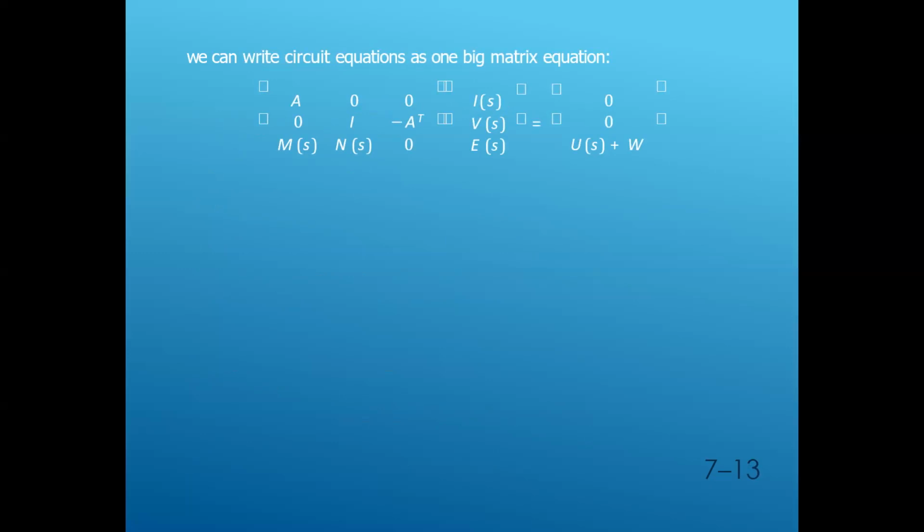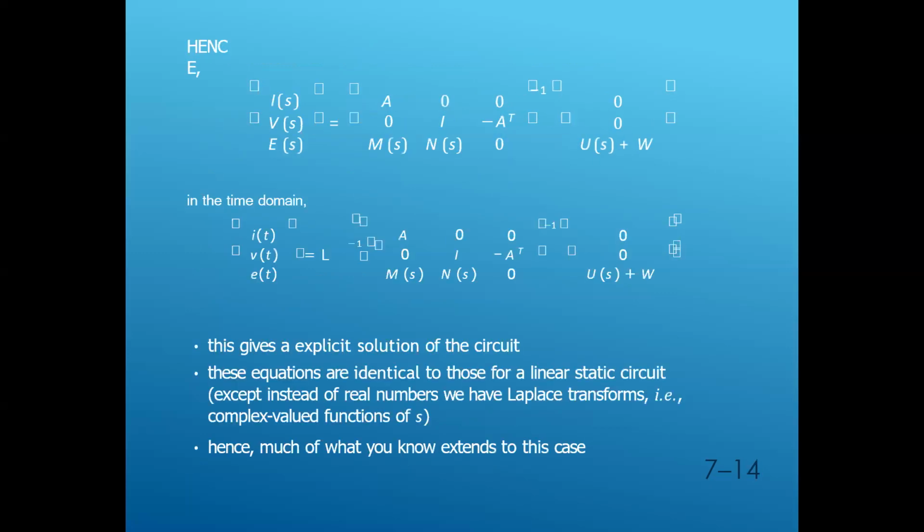We can write the circuit equation as one big matrix equation: [A 0; 0 I − A] M(s) N(s) = 0, where I(s), V(s) and E(s) are taken as [A 0; 0 I − A^T] M(s) N(s) 0. This gives an explicit solution of the circuit.